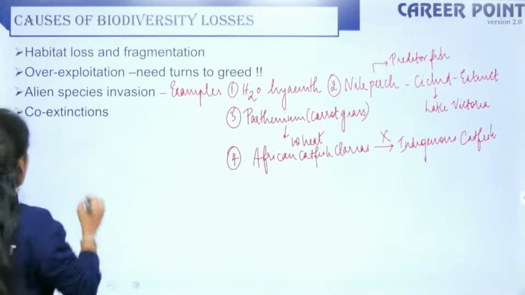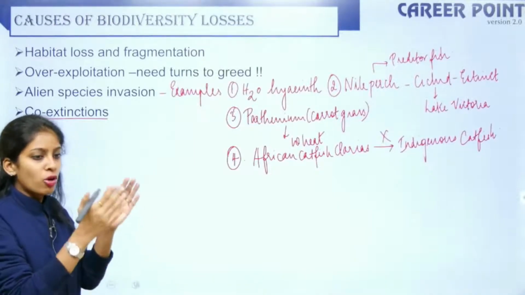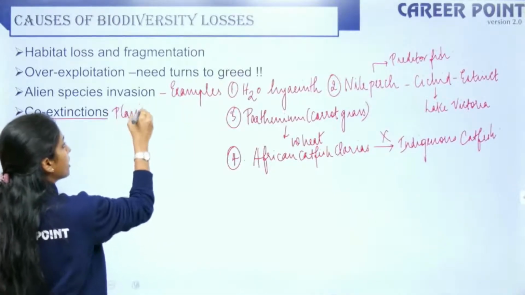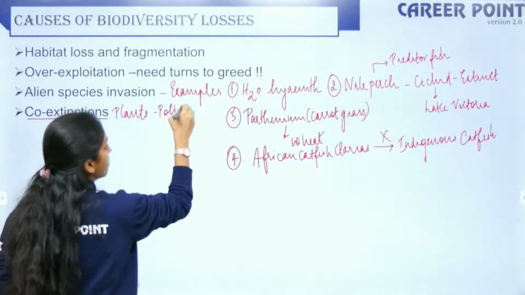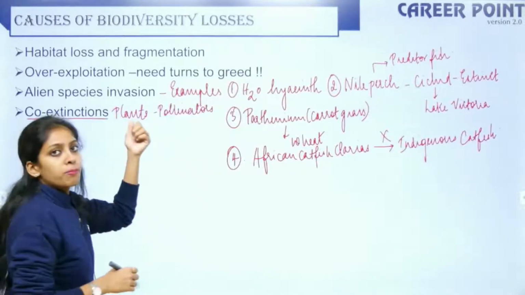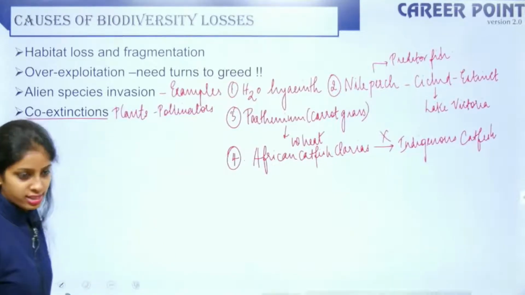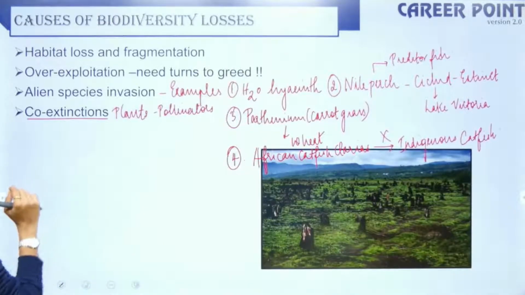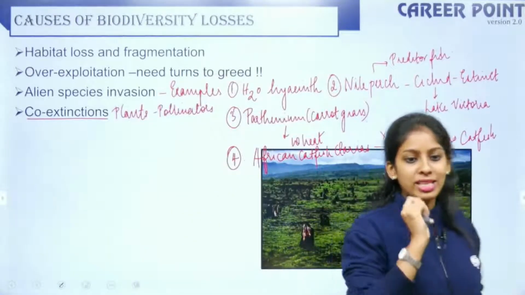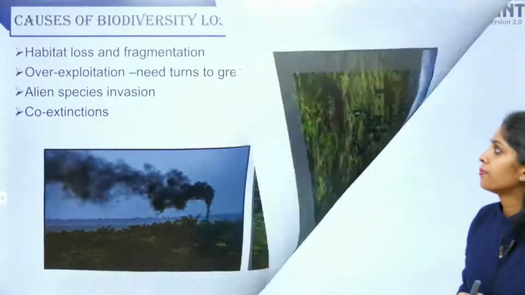Then co-extinctions. For example, there are mutualisms, right? In population interaction, we spoke about mutual population interaction. For example, plants depend on pollinators. Without pollinators, plants cannot reproduce sexually. So if pollinators are eliminated, the plant species also undergo elimination. This is what is known as co-extinction. Fine. So these are some of the reasons. Please remember the examples. The examples are also equally important. Please make a note of these examples. Clear? Yes. So moving forward.